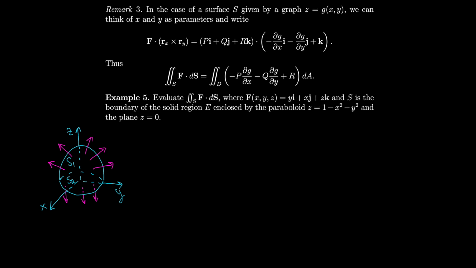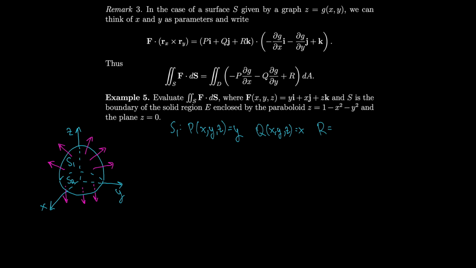Okay. So how about we parameterize S1, do that surface integral, and then do the surface integral over S2, which looks pretty easy because it's just the disk in the z equals 0 plane. So we'll have S1 given by P of x, y, z equal to just y, because that's what we're given for F of x, y, z. Y is our P component, and Q in this case is just x, and then R is z.